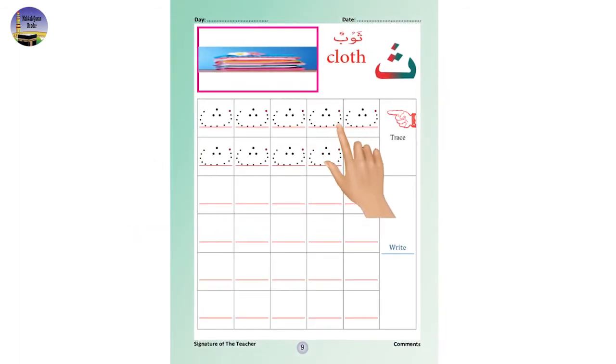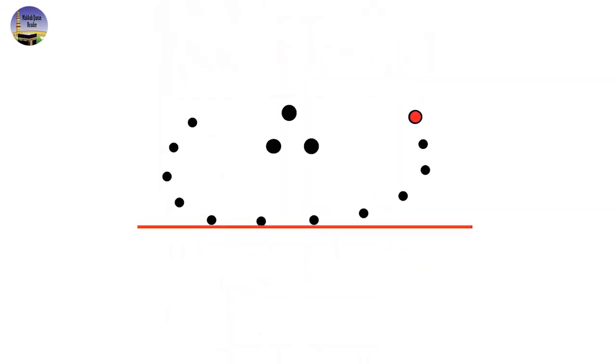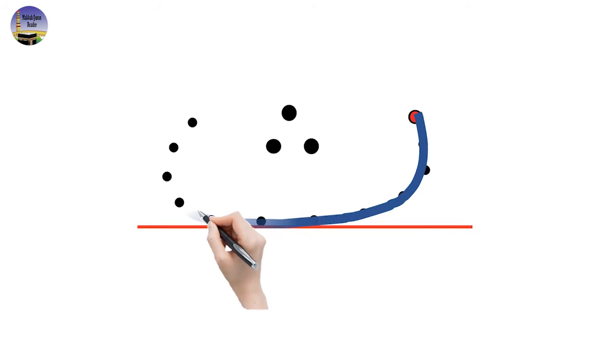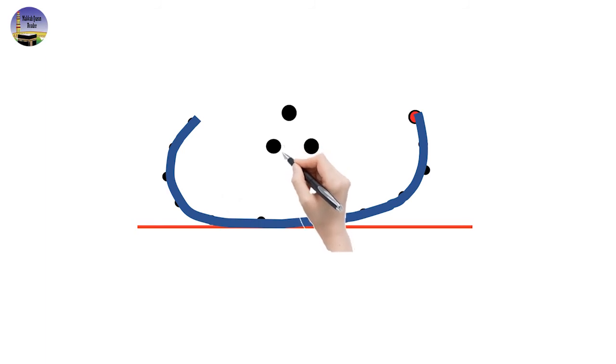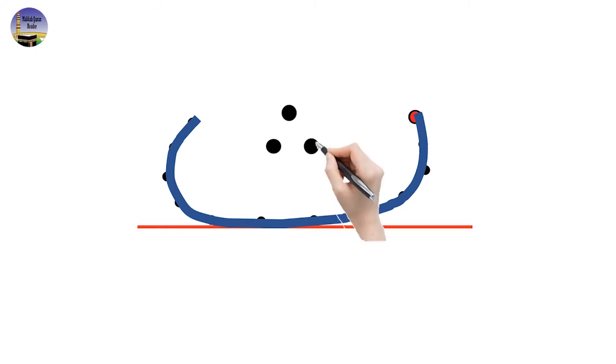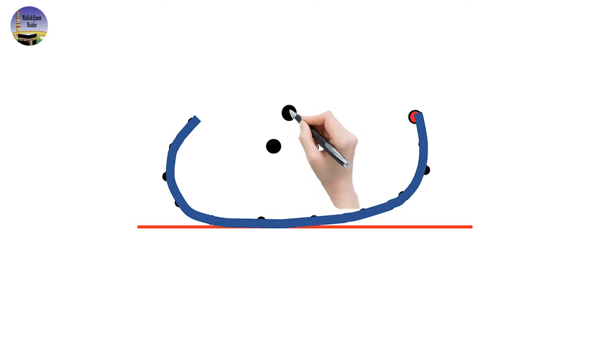Arabic starts from the right side. Start from the red dot, make a curve, go left, touch the red line, make another curve, and give 3 dots above the letter. Sa. Sa for saubun. Saubun means cloth.